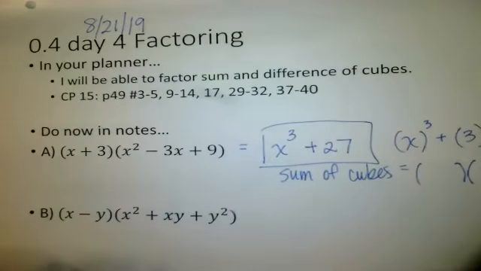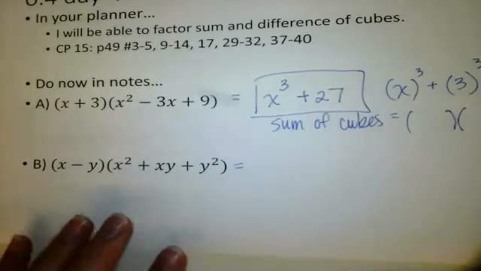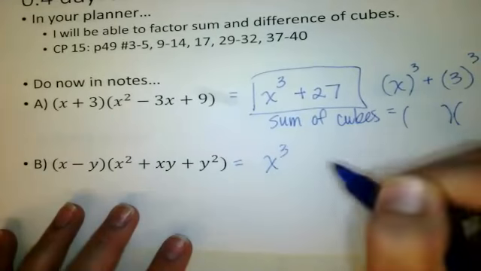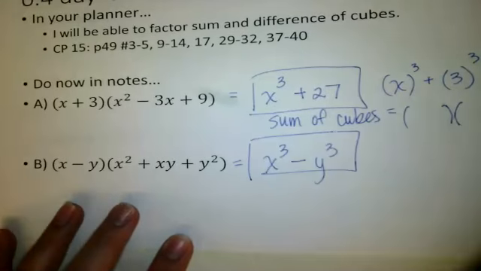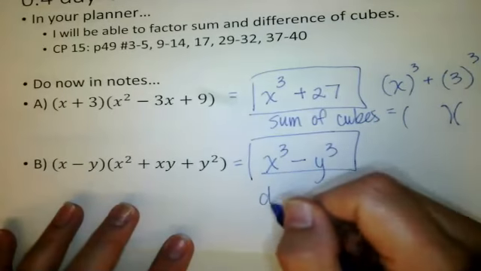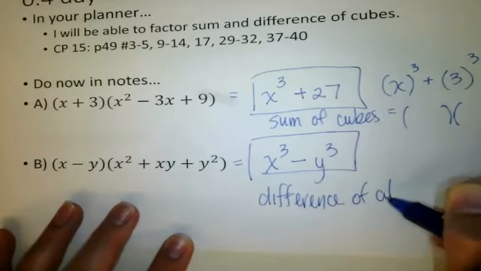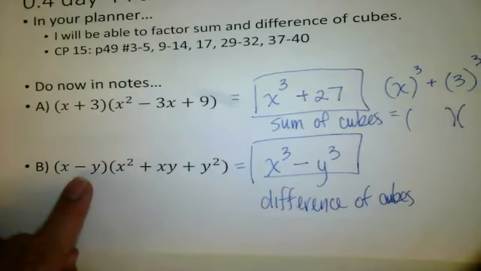All right. Down here, a bunch of stuff canceled out again, right? What did you get left with? X cubed minus y cubed. What's this called? Difference of cubes. C-U-B-E-S. Difference of cubes. Again, because it's subtraction of perfect cubes. This is essentially the pattern.